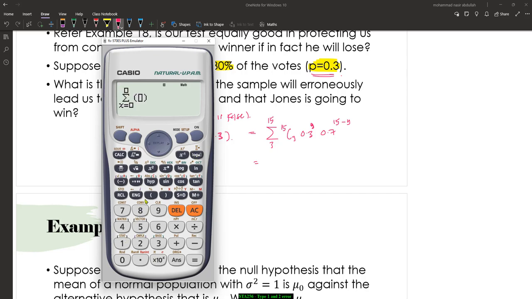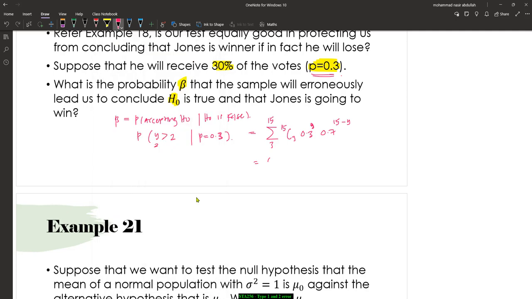This is starting from 15 choose x, multiply with 0.3 power of x, multiply with 0.7 power of 15 minus x. So this is starting from 3 until 15. So it should be 0.873 lah. 0.873. Right, so this is the probability of committing type 2 error.